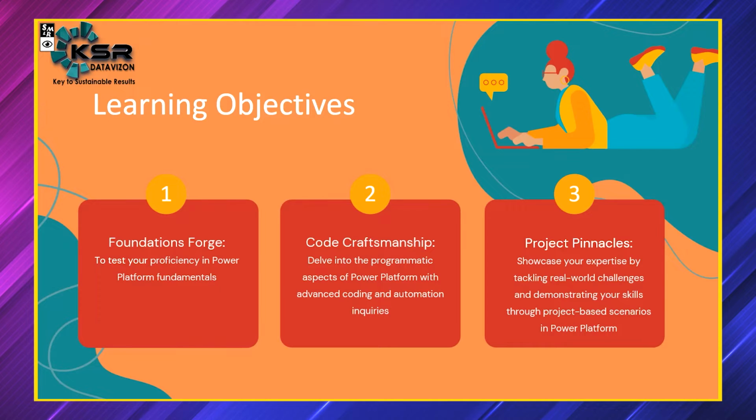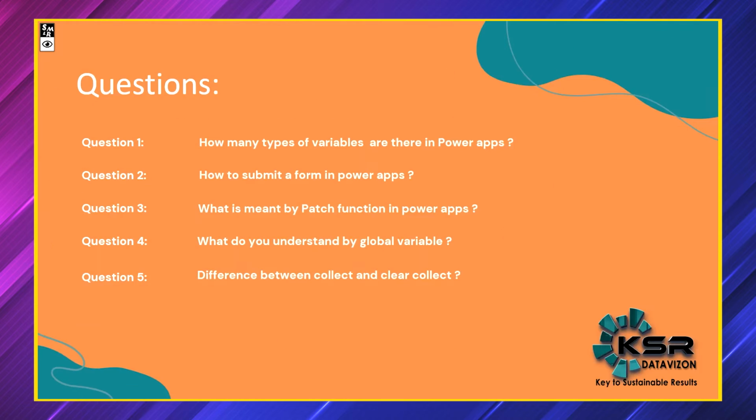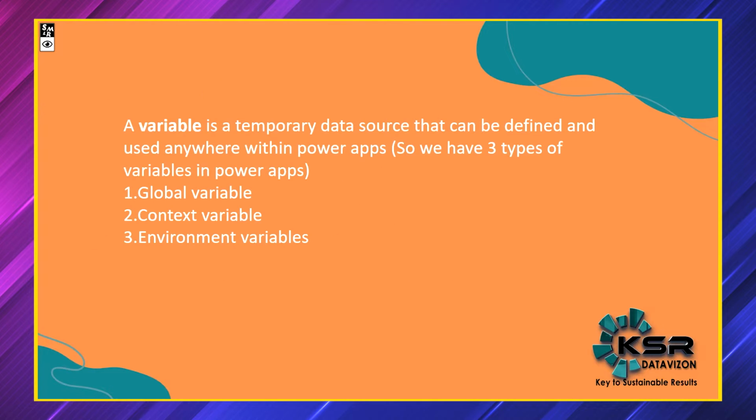Here is the most important one for today and for your interviews as well. Let's go with our question: How many types of variables are there in Power Apps? The answer is that the types of variables in Power Apps are classified into global variables, context variables, and environment variables.